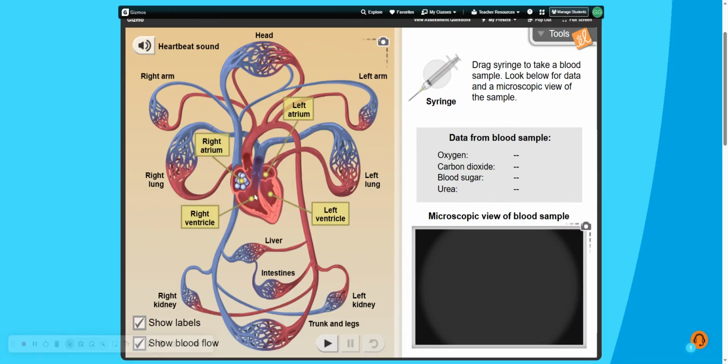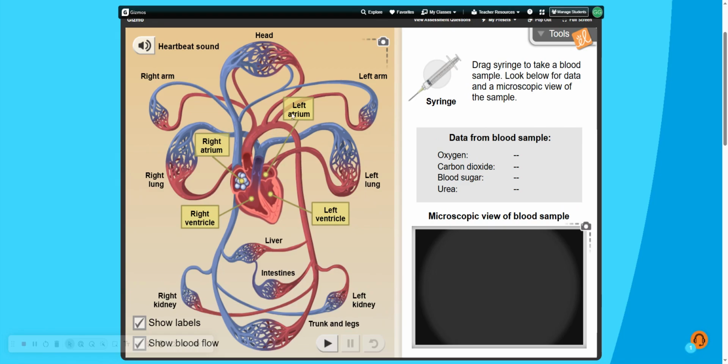So for example, the blue blood vessel leading away from the heart towards the lung will be the pulmonary artery. The red blood vessel coming from the lung back towards the heart would be the pulmonary vein. Similarly, from the left side of the heart, the major blood vessel leading out of it is the aorta.